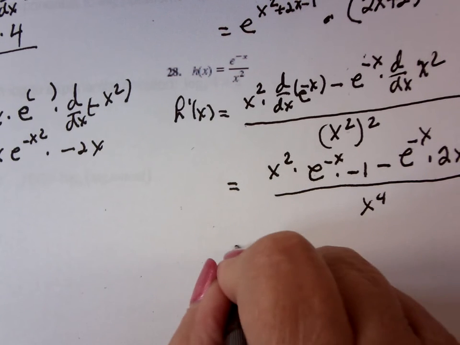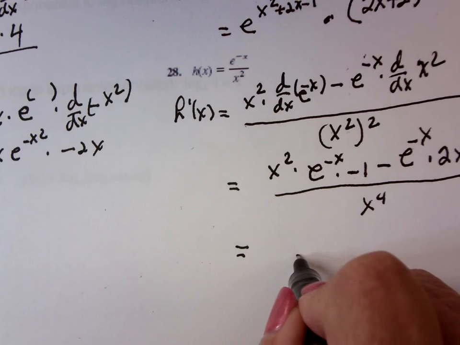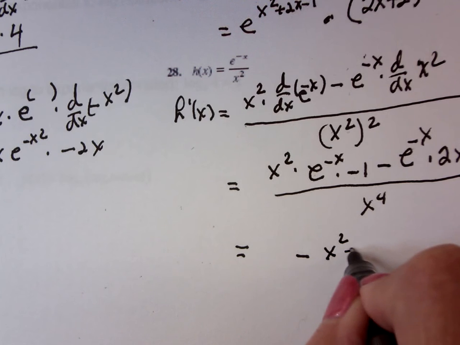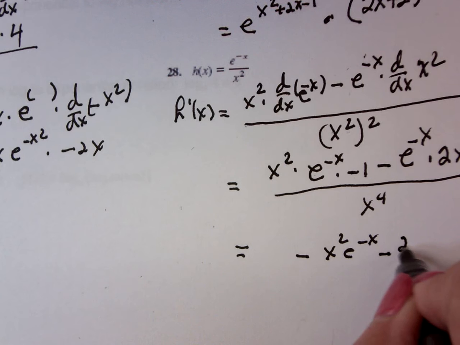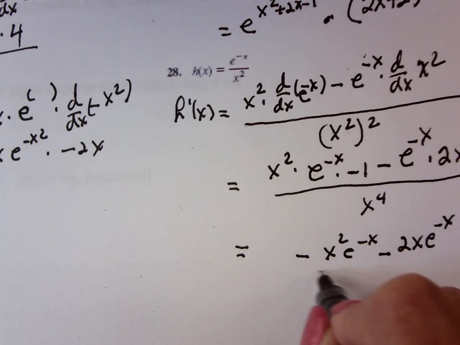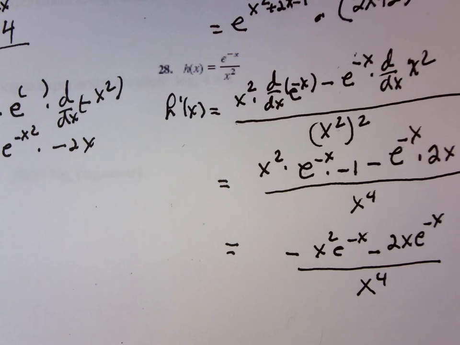So if I want to simplify this, I have to be very careful because this next problem takes up some space. So this is going to be minus x squared e to the minus x minus 2x e to the minus x all over x to the 4th. So you could factor out an e to the minus x and actually an x and an e to the minus x, couldn't you? To reduce it down. So you've got a greatest common factor of minus x e to the minus x. You end up with something that you can actually solve.